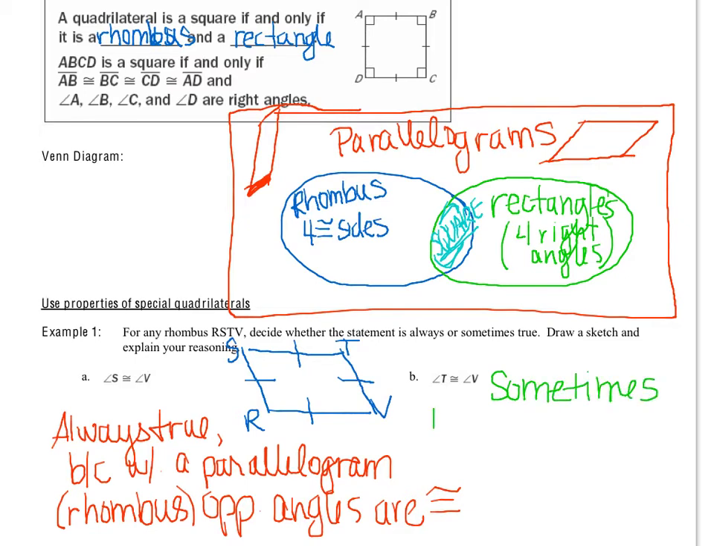And that's because it could be a square, but it might not be. So if it was a square, then those two would be congruent. Let's look at the next page.